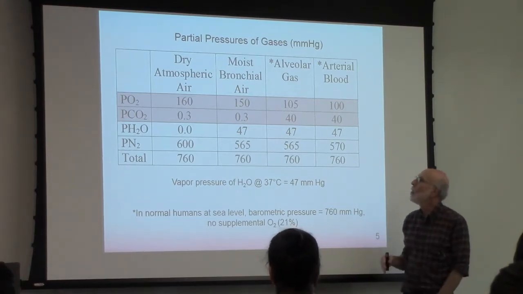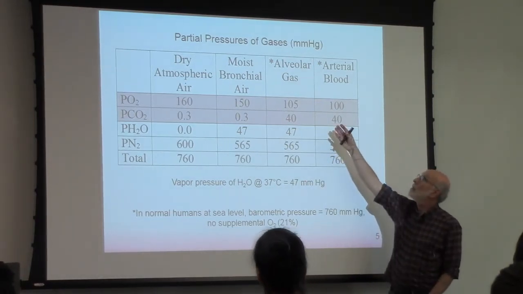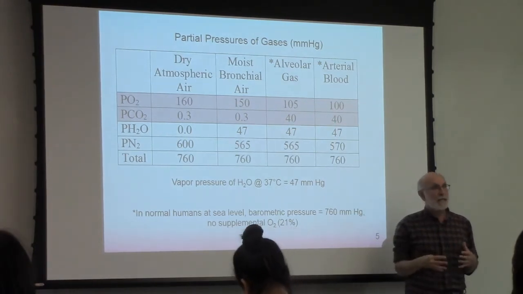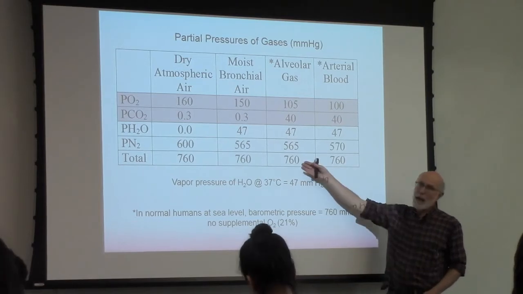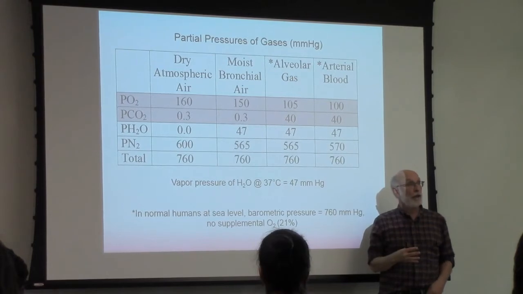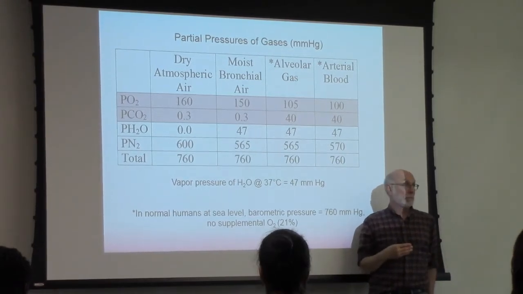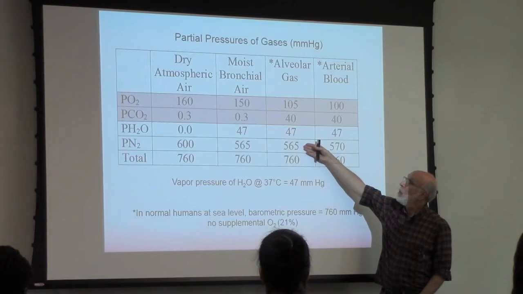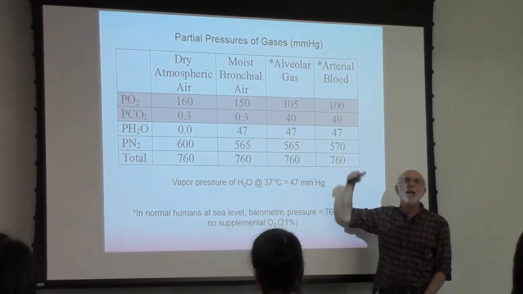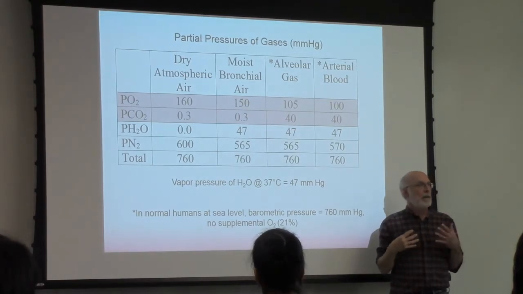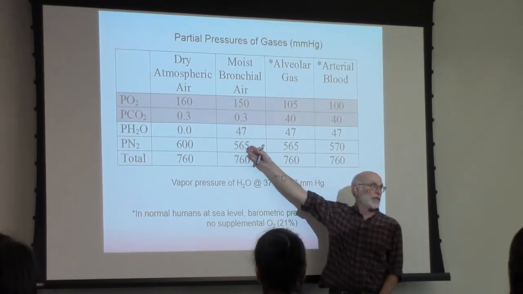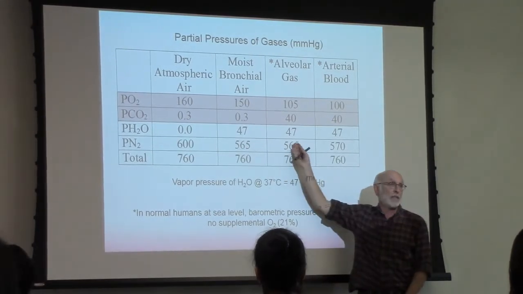Okay, so this alveolar gas now is the contents of gas in an alveolus at sea level in a normal human being after the gas has equilibrated with blood. So the blood has, there's no nitrogen exchange. We have nitrogen in our blood. Our blood partial pressure of nitrogen is the same as the partial pressure of nitrogen in the air that we breathe. So this is just fully equilibrated.